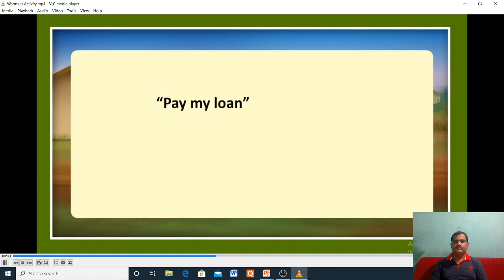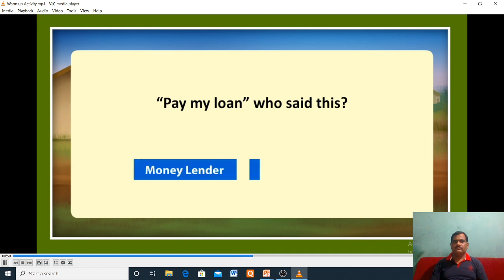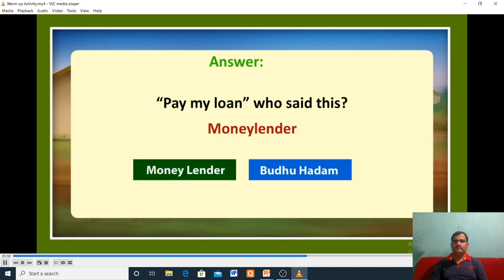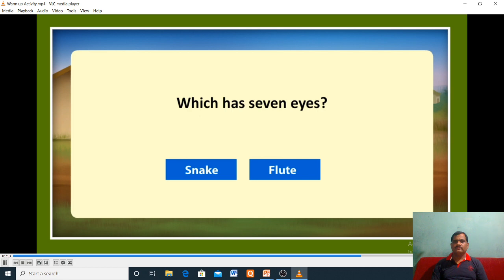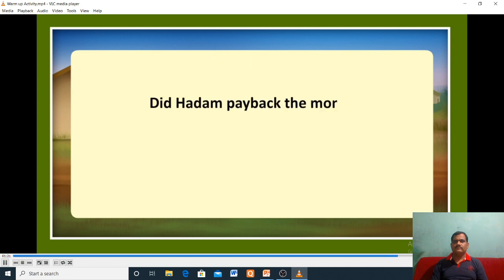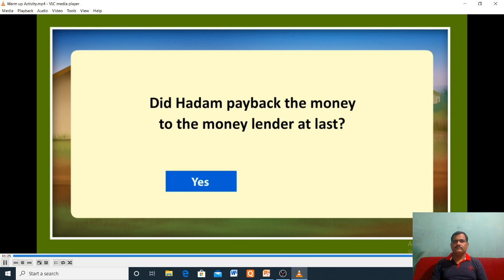Pay my loan. Who said this? Money lender? Buddhu Hadam? The correct answer is money lender. Which has 7 eyes? Snake, flute. The correct answer is flute. Did Hadam pay back the money to the money lender at last? Yes? No. The correct answer is no.